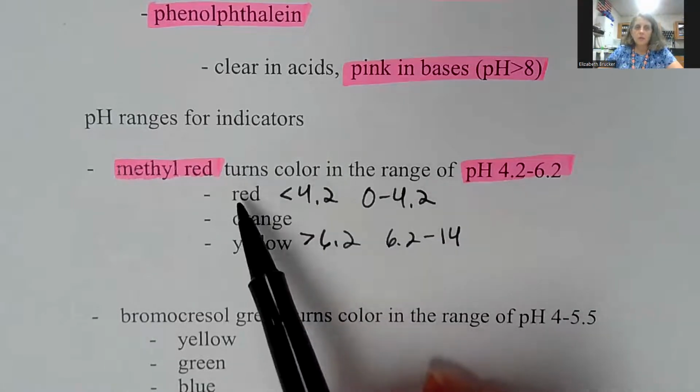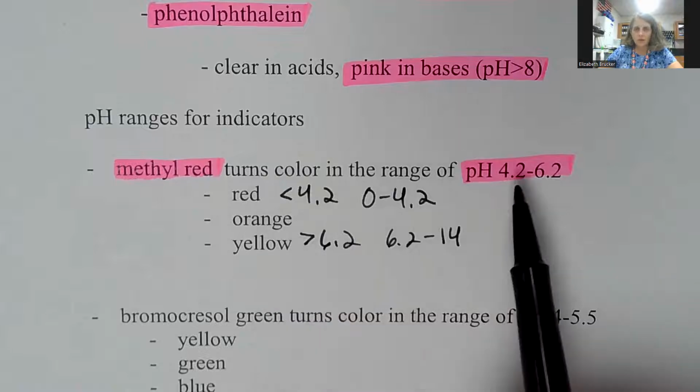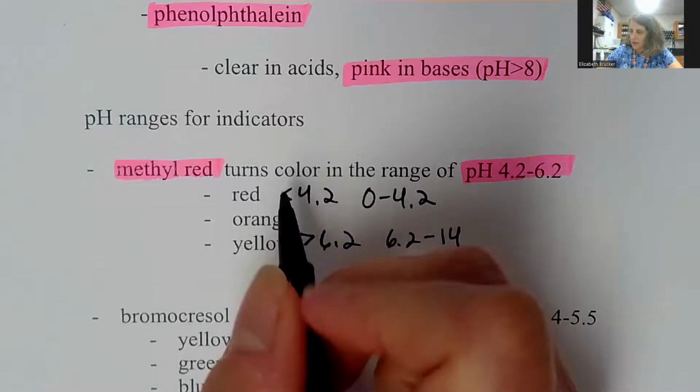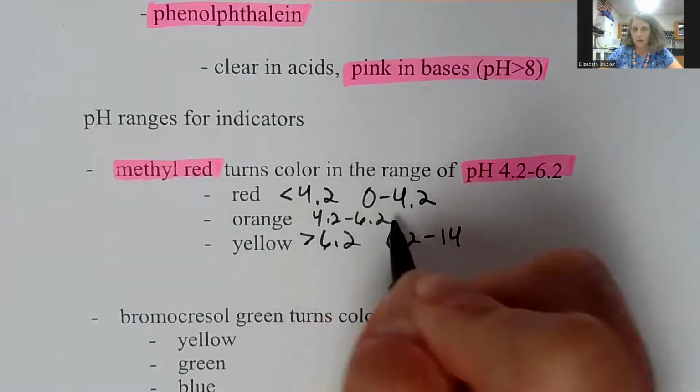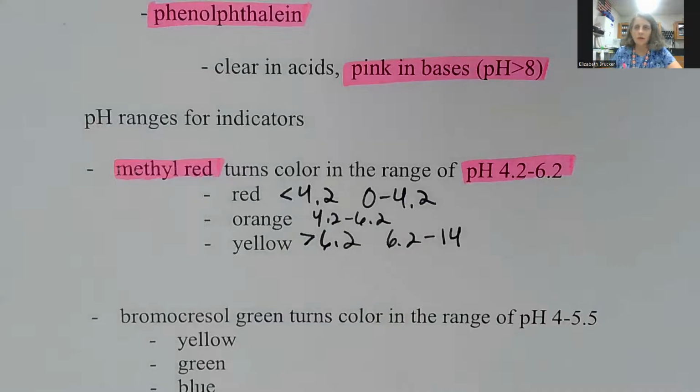And then if you mix red and yellow, you're going to be orange. So you are somewhere directly in this range, 4.2 to 6.2. If you have a mixture of the two colors that are on the ends, that's essentially telling you that it is in the middle of that exact range.